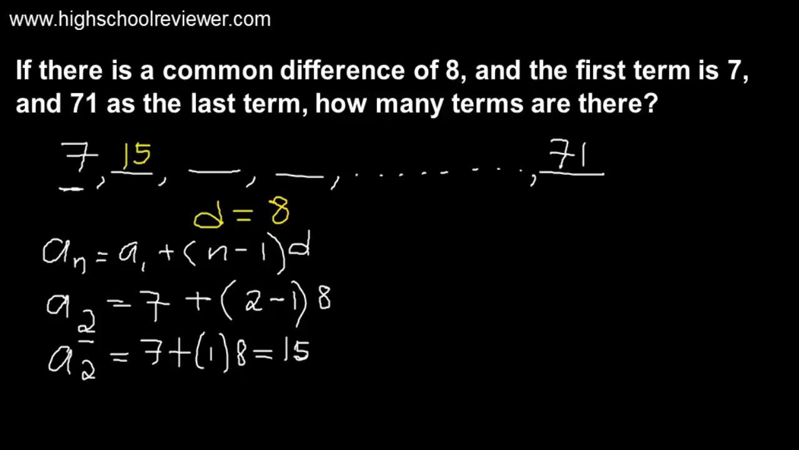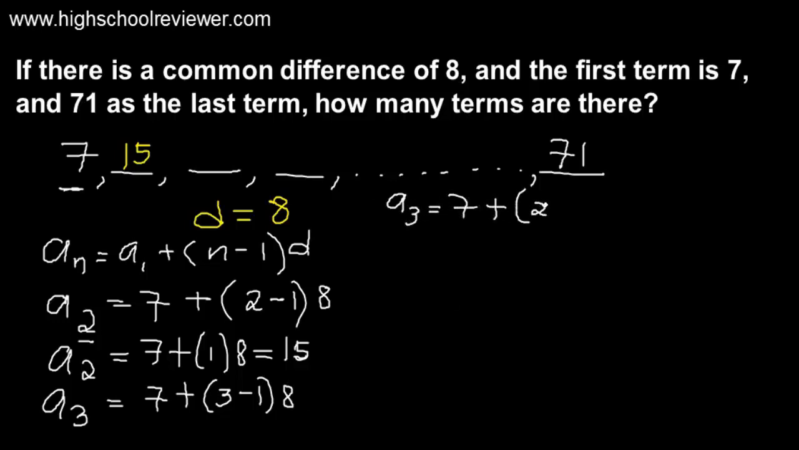Let us now find a sub 3. A sub 3 will be equal to, again, our a sub 1, which is positive 7, plus our n here, this is the third term, so 3 minus 1 multiplied by 8. Our a sub 3 here would be equal to 7 plus 3 minus 1 is 2 multiplied by 8. So this will be equal to 7 plus 16, and this will be positive 23. So our third term is positive 23.